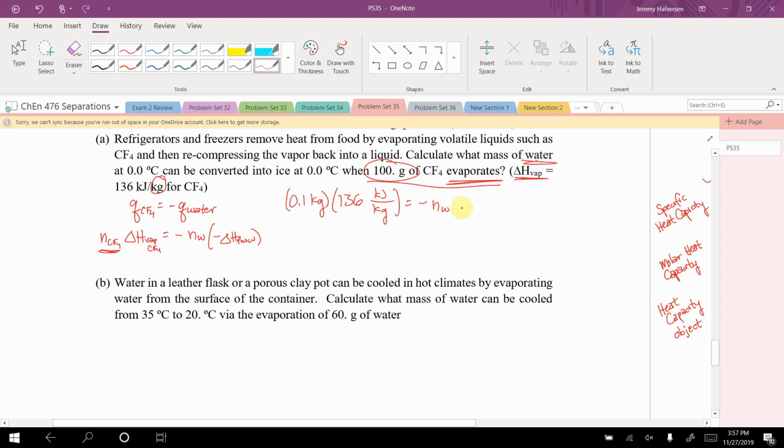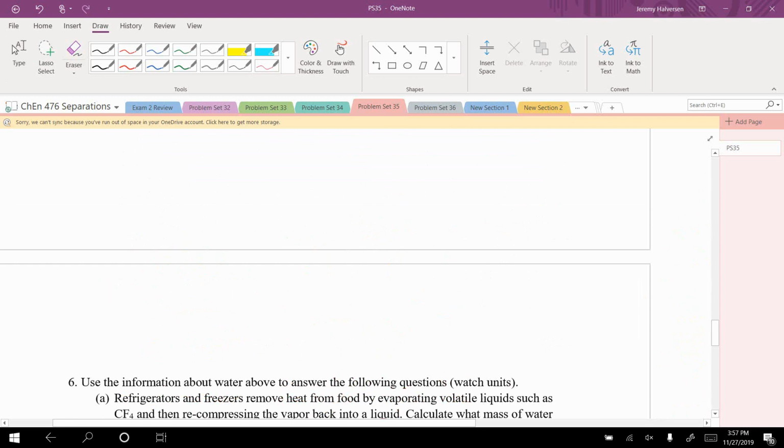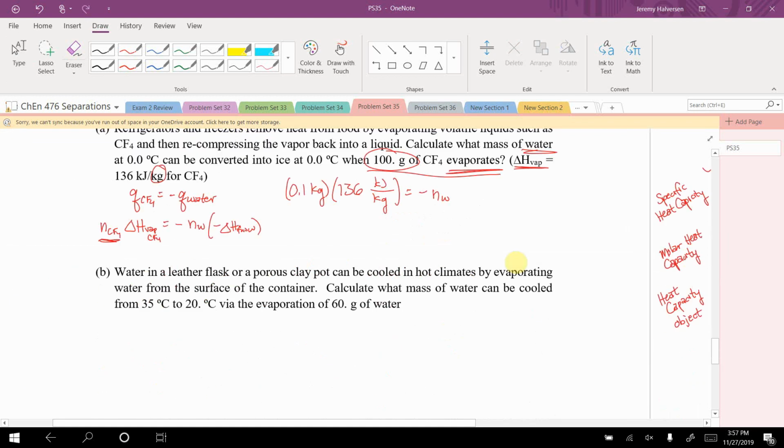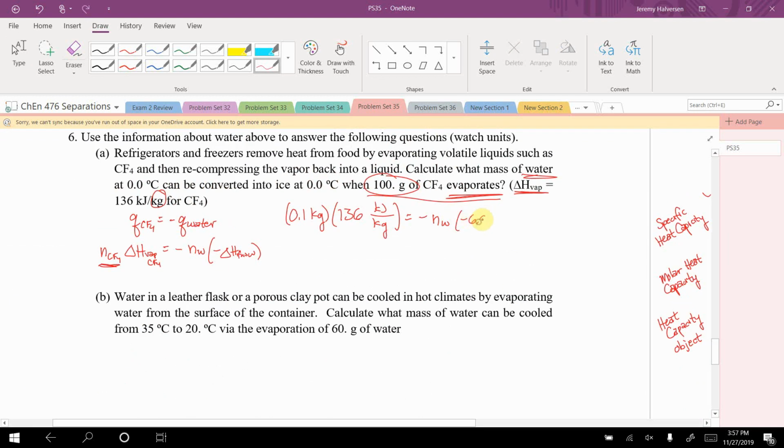negative. I'm looking for my amount of water, and I need to use the negative value of the delta H of fusion. Delta H of fusion is 6.01 kilojoules per mole, so I'm going to use negative 6.01 kilojoules per mole. Okay, and I'm good. I got kilojoules on the left and kilojoules on the right. So when I solve for this, I'm going to get moles right here because this is moles. When I did that, I got that n of my water equals 2.26 moles. But it wants to know the mass.